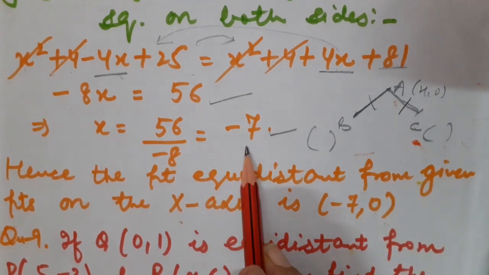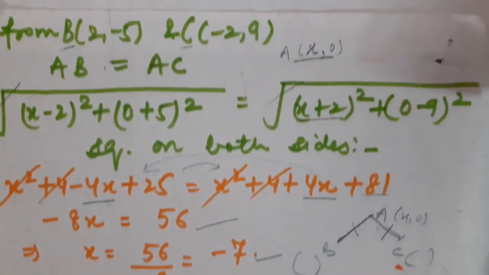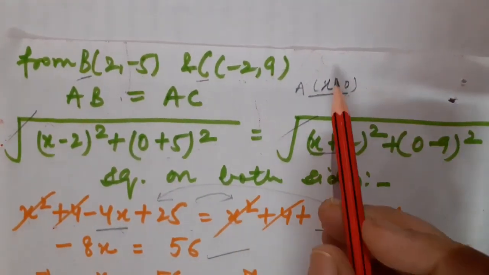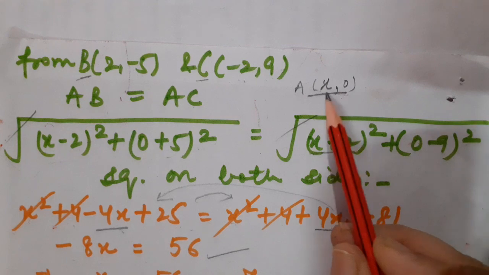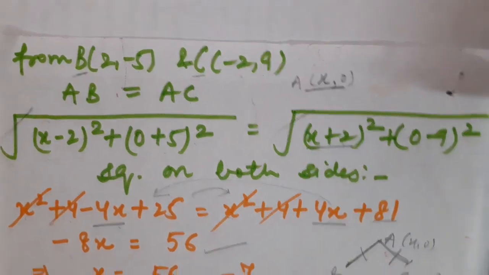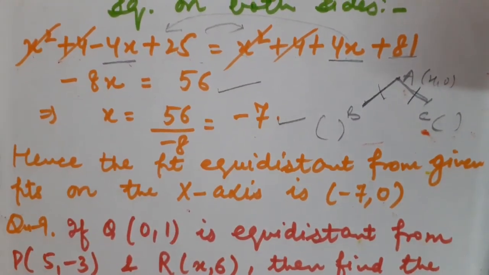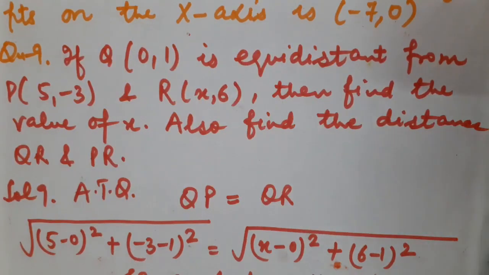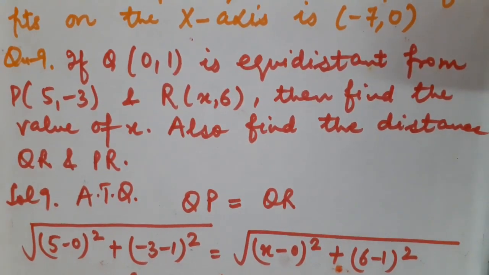Because I have just got the value of x, fine. And what was the required? What was our assumption? That was x, 0. So I can write minus 7, 0 is the required point. Fine student. Now children, this is the last question of today's lecture.